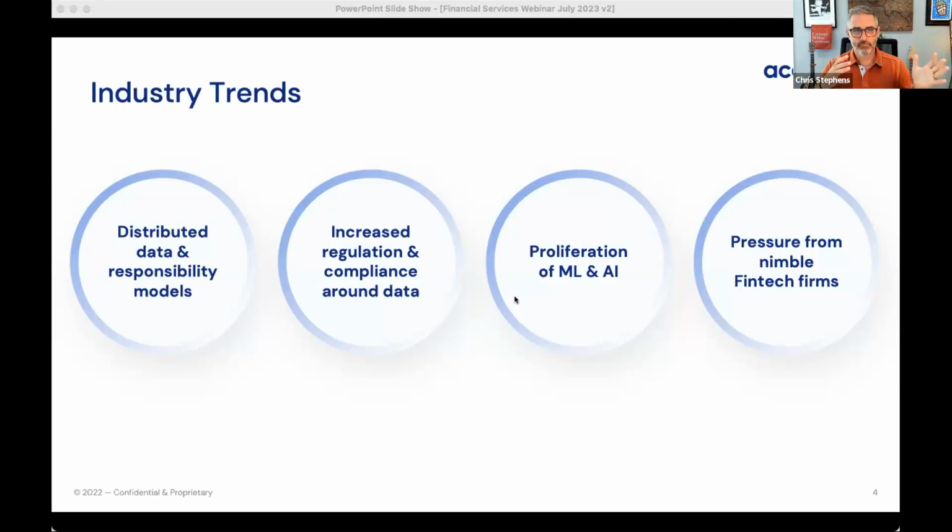And then if you combine that with the next one on our slide here, increased regulation and compliance: if I'm distributing work and responsibility for data and the data products that people are creating, it stands to reason those data products might be subject to regulation and compliance, certainly privacy and other things.